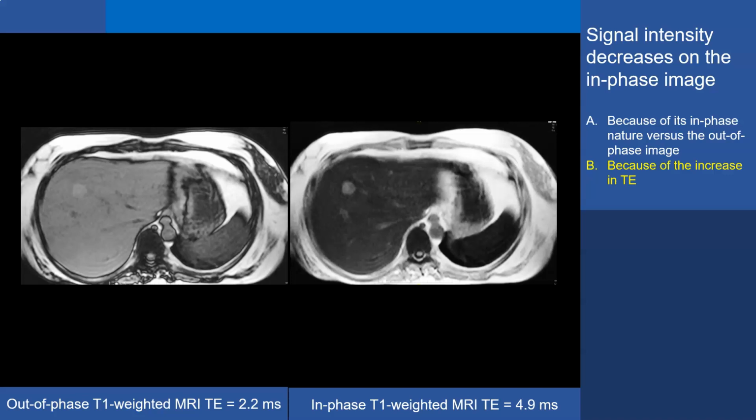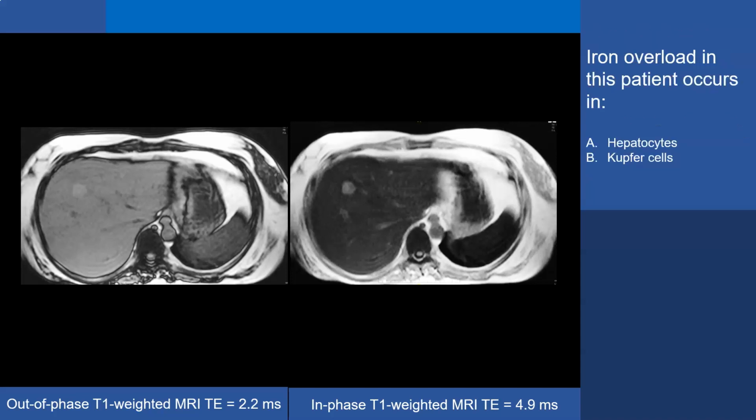This is a case of iron overload, and being in phase or out of phase doesn't play a role here. What is important is the increase in TE, because with the increase in TE, the susceptibility effect of the iron content increases, and therefore the drop happens on the image that is having a higher TE, which happens in the used protocol to be the in-phase image.